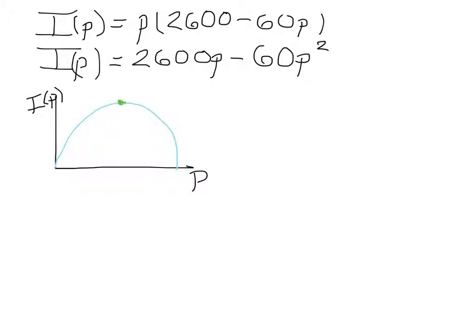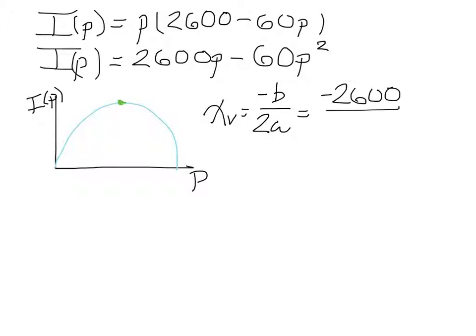I know I can find the vertex of a parabola by doing negative b over 2a to find the x-coordinate of the vertex. I would get negative 2600 over 2 times negative 60. If I did the math on that, I would get around 21.7. That tells me that I should charge about $21.70 for each ticket.